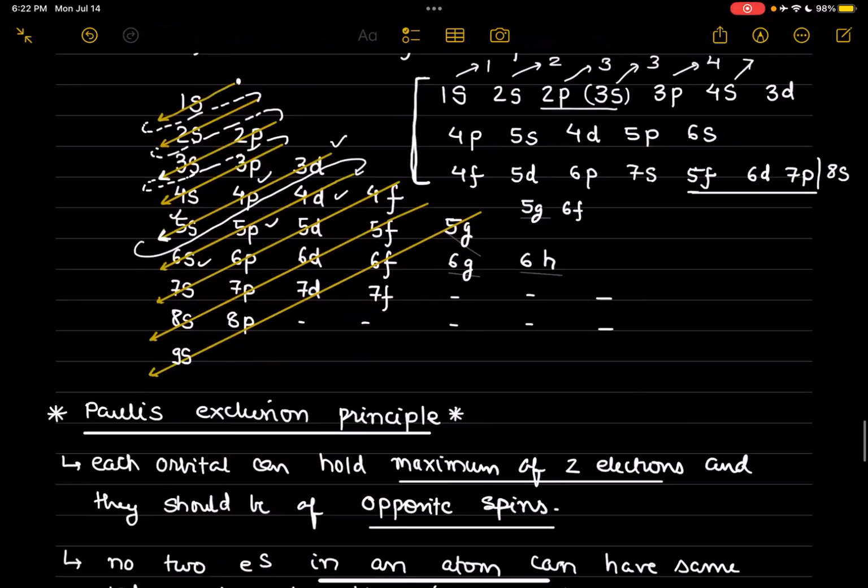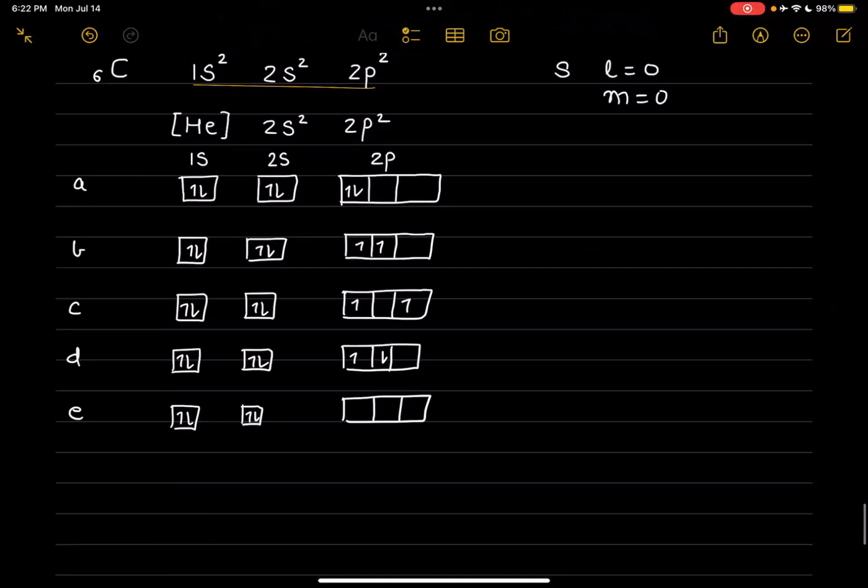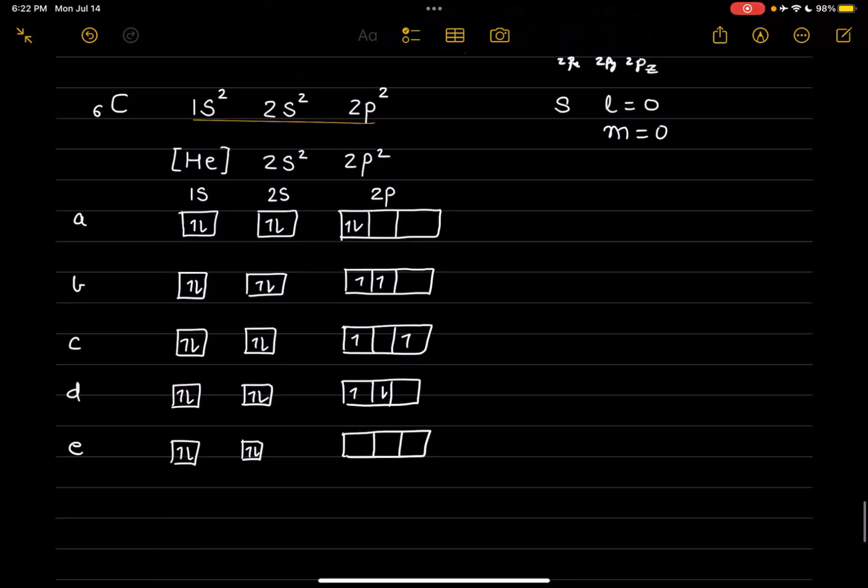Okay. So first we will think of what many possibilities can be there. Are you getting my point? Possibilities of putting 6 electrons in the 2p subshell and the respective 2p orbitals. Getting my point or not? Yeah.